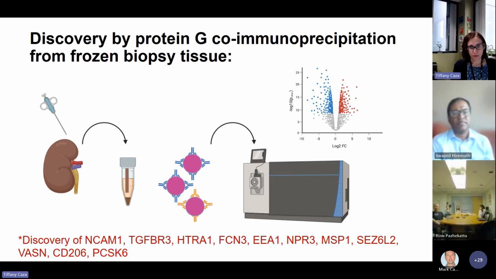Another method is to do protein G immunoprecipitation with frozen biopsy tissue. So instead of using the paraffin tissue, you can use the frozen tissue and make a protein lysate. Expose it to protein G, which binds immunoglobulin that you can elute from the kidney biopsy specimen, and then you can interrogate those eluted immune complexes. And that's been used for discovery of autoantigens, and this is the technique that we use at Arkana.